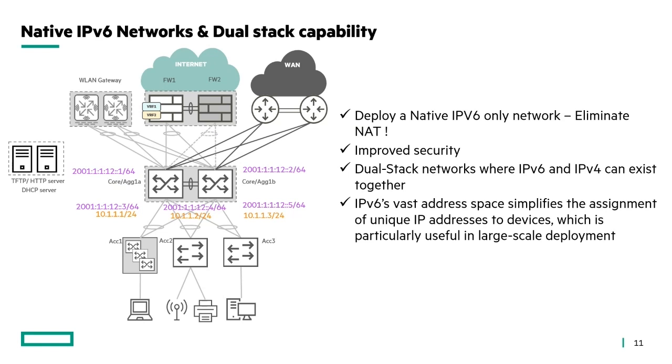And the major use case that I would like to highlight is the dual stack capability. IPv6 and IPv4 can coexist in a dual stack configuration as shown to your left. So how does this help? This enables a smoother transition from IPv4 to IPv6 for those looking to migrate.